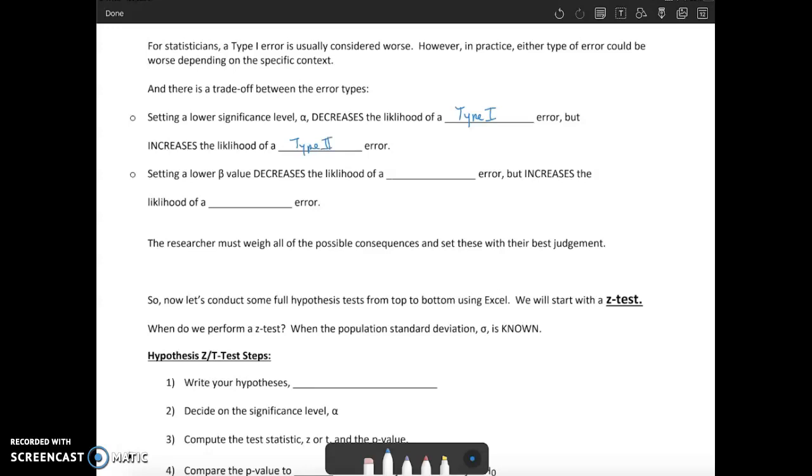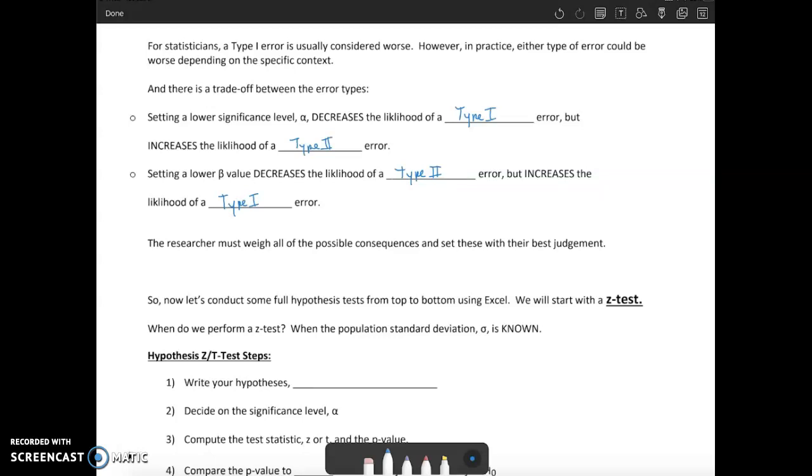Same thing with beta. If you set a lower beta value, that will decrease the likelihood of the type 2 error, but in return will increase the likelihood of a type 1 error. So if you've been thinking as we've moved along, as we've talked about these alpha values, why wouldn't we just set alpha to 0? We don't want any probability of an error. Well, here is why we can't do that. If we set that to 0, then the likelihood of a type 2 error would be outrageous.